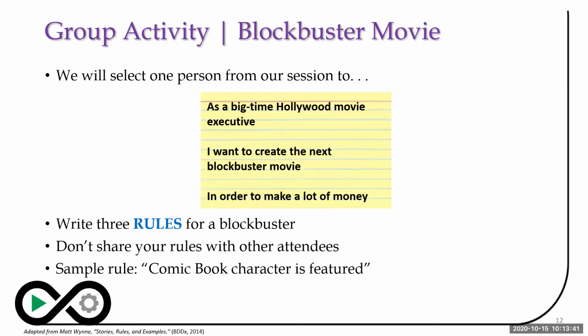So we're going completely outside of IT. In a session that I would host, there would be a user story, and I would have the folks attending the session form up into groups. What I would have the groups do is, in secret, write 3 rules for a blockbuster movie, not to share with the others. The sample rule that I provide here is, say, a comic book character is featured. That is one of my requirements or rules.